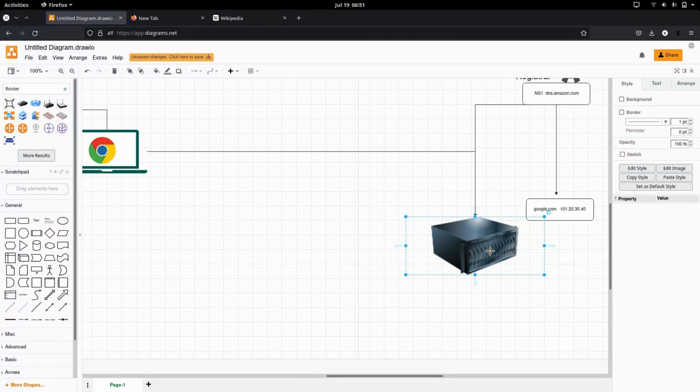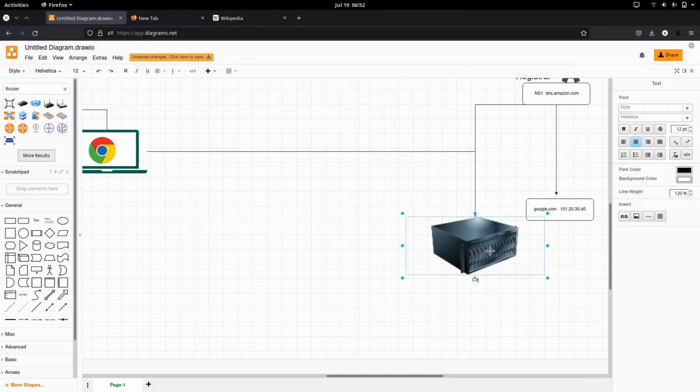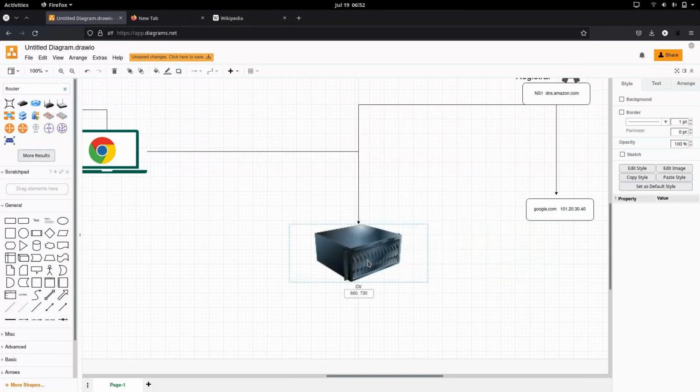But if you have a single server for your application, even if it's a small application, doesn't matter, it's not a recommended practice. You need to have at least two servers to serve those requests.